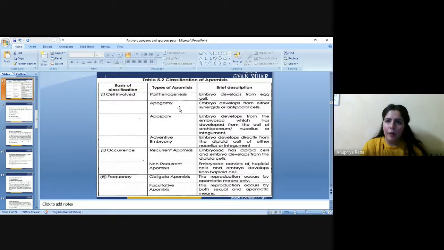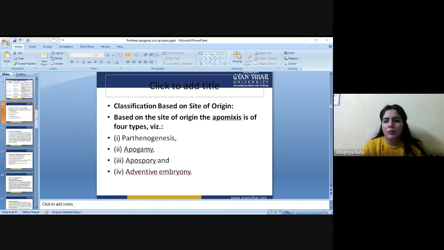They have apomixis, but the apomixis may be induced, or sexual reproduction did not take place very well, or maybe both take place simultaneously inside a plant body. There is sexual reproduction, and there is apomixis. At that time, we call it facultative apomixis. I think you don't have any problem with this point. You got how parthenogenesis, apogamy, apospory, or adventitious embryony take place, on the basis of origin.